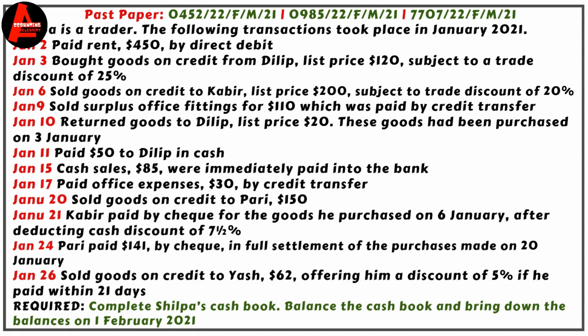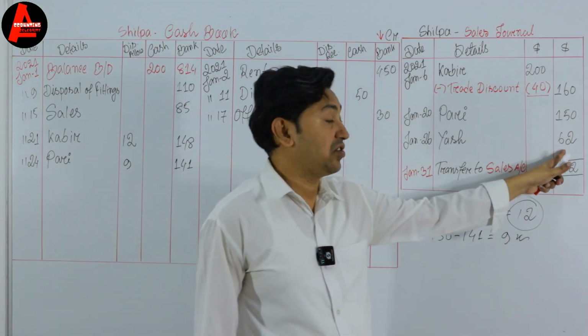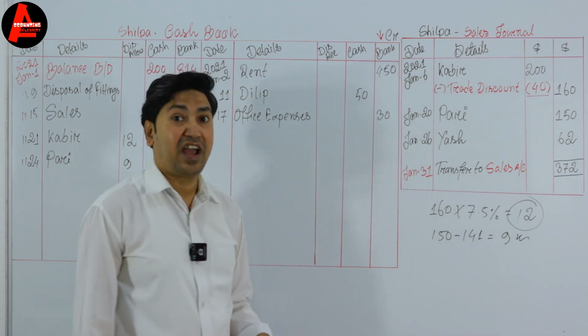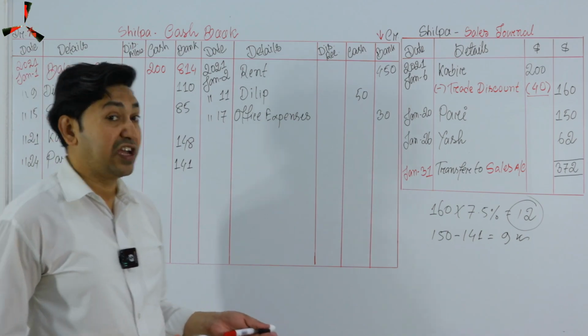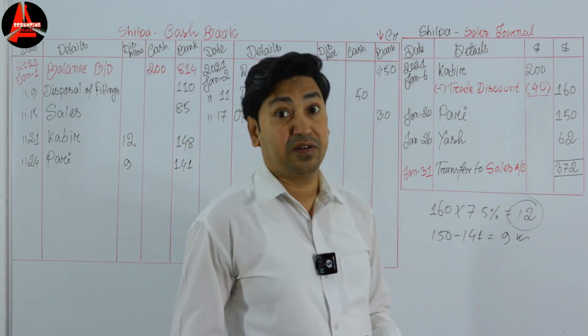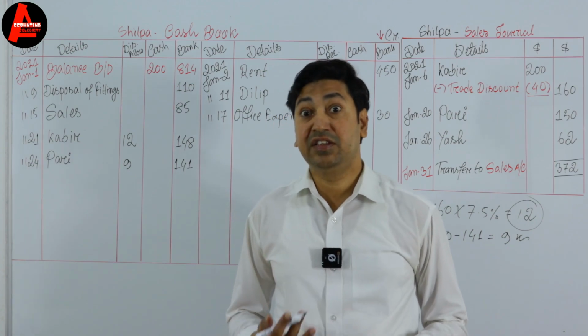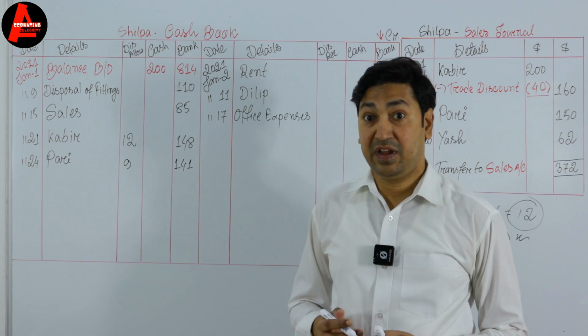Sold goods on credit to Yash $62, offering him a discount. Okay, this is a credit transaction, so we have to record it in the sales journal, $62. We will not record this transaction here in the cash book. So these are the transactions we need to take to the cash book, others are not related. The main thing is choosing the right transaction for the right place.